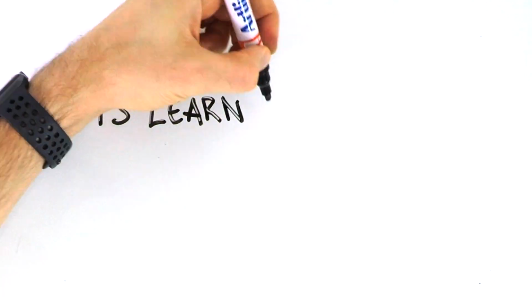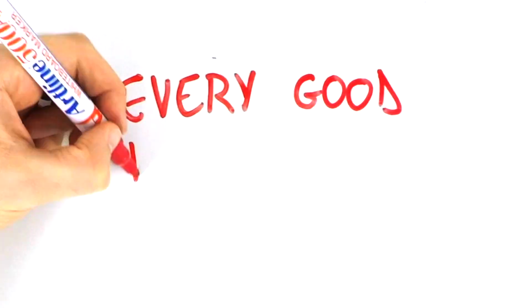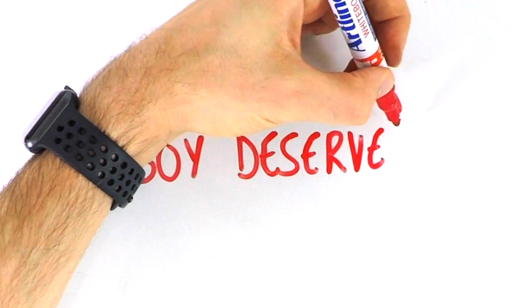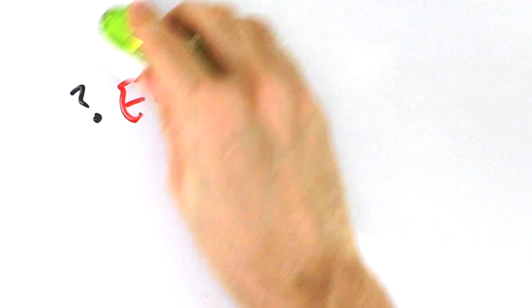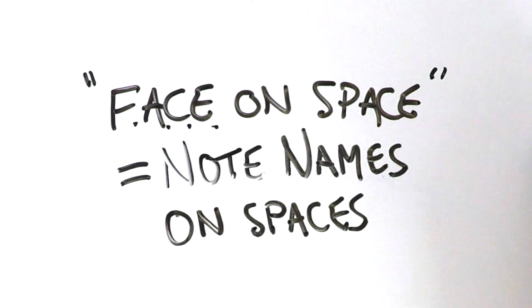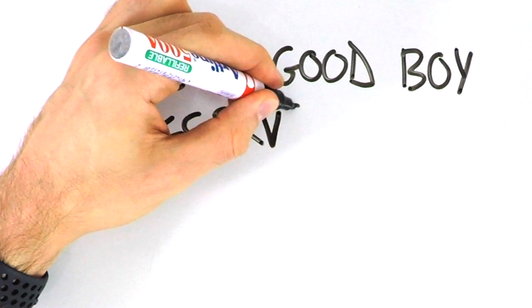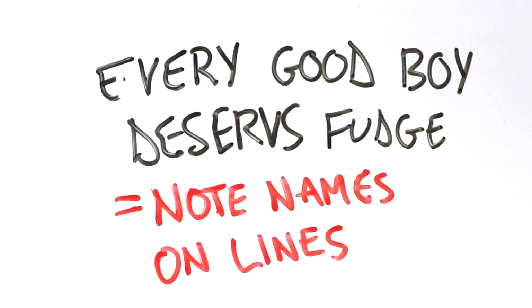Okay, so as I said, in this lesson we're going to learn the second trick we use to name notes. And the name of that trick is the title of this episode, Every Good Boy Deserves Fudge. Now, some of you may have heard that before, but what does that mean exactly? So we already know that the face on the space trick tells us the names of the notes that land in our spaces. So this new trick, Every Good Boy Deserves Fudge, tells us the names of the notes that go on the lines. Okay, so let's go back to a fresh musical staff and apply this new trick.